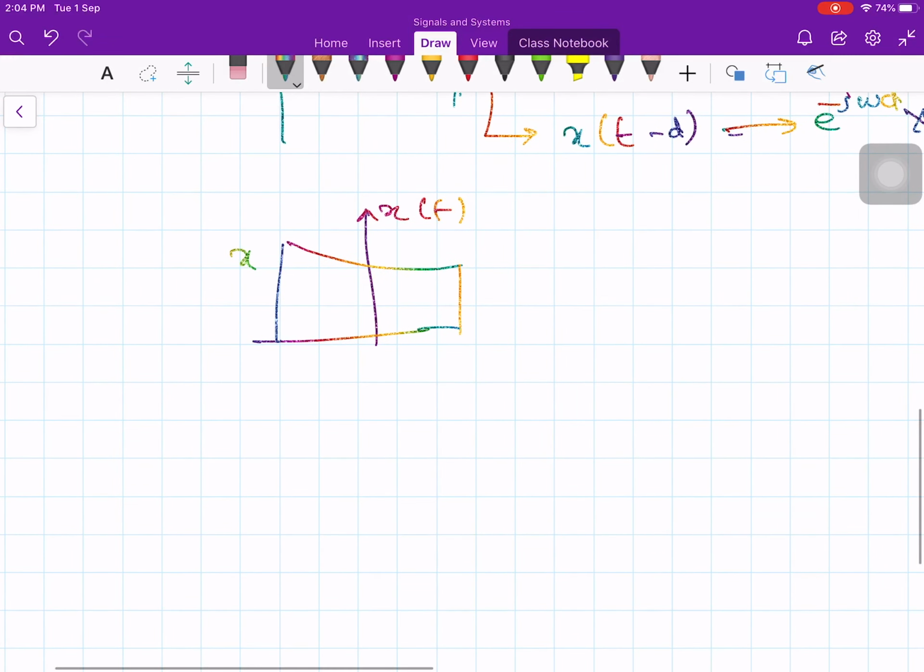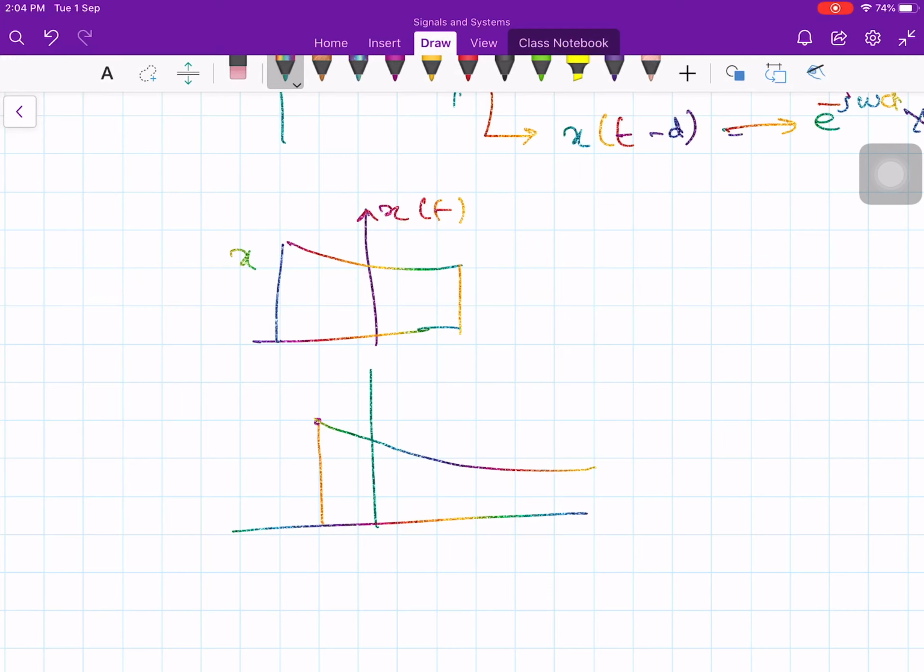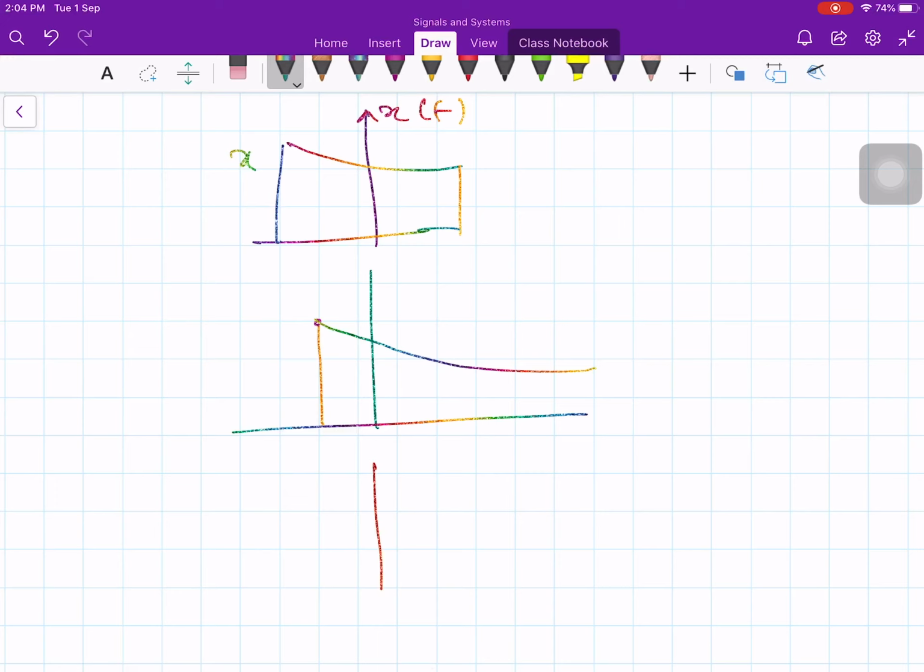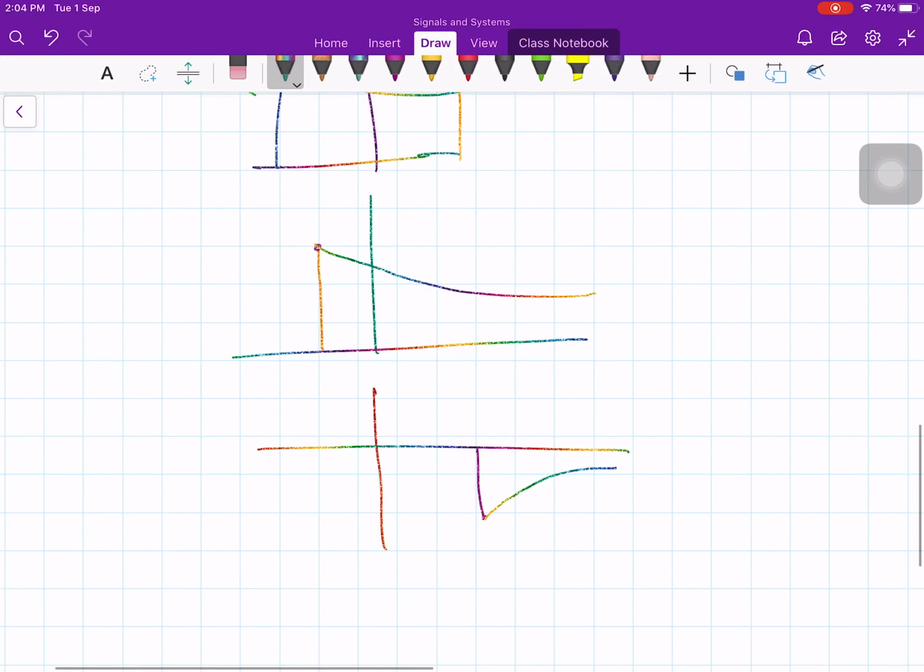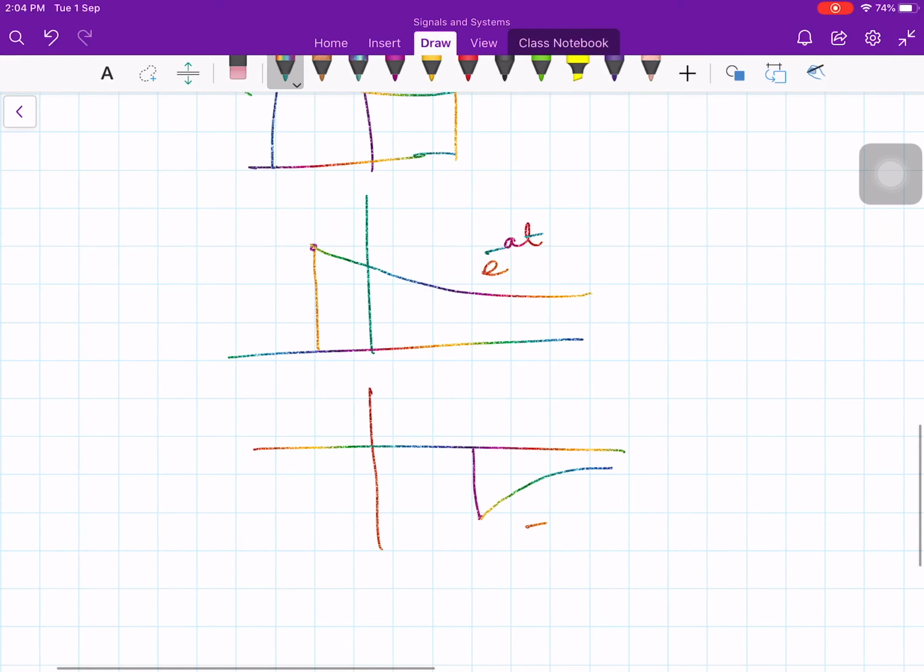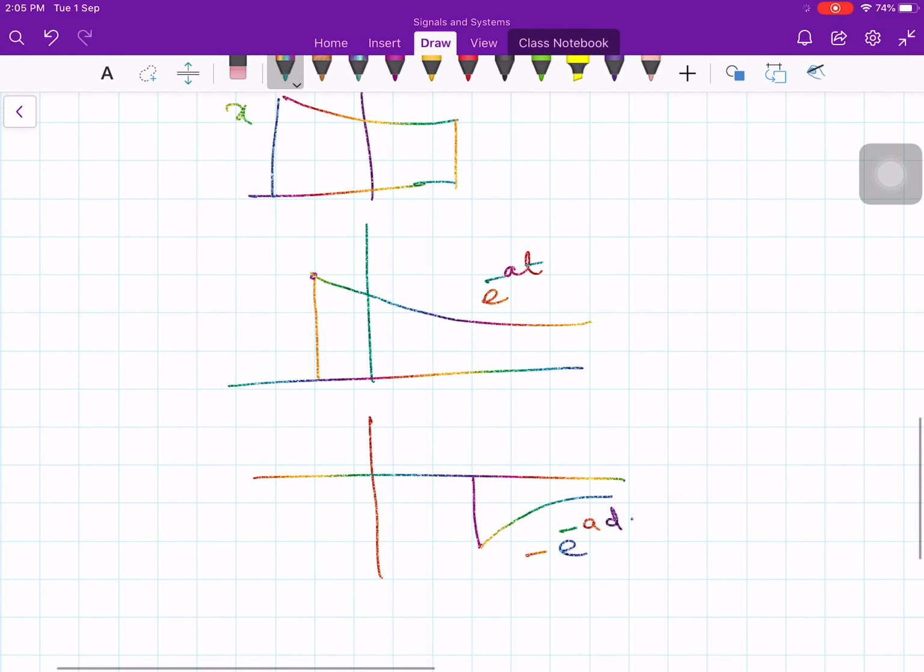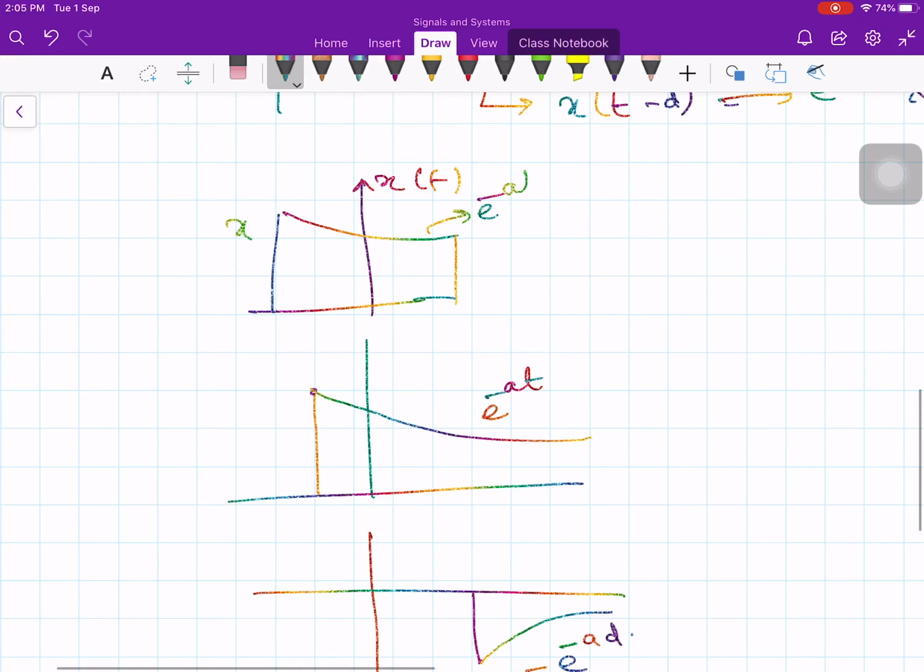One function is like this, it keeps on going like this, and another function is like this. This one is e power minus at, and this one is minus e power minus ad, where you substitute t equal to d in this one. So this is e power at. Anyway, we will work out slowly one by one, no problem.